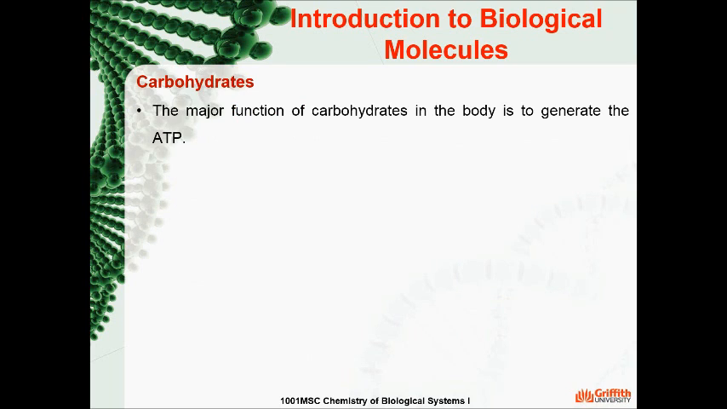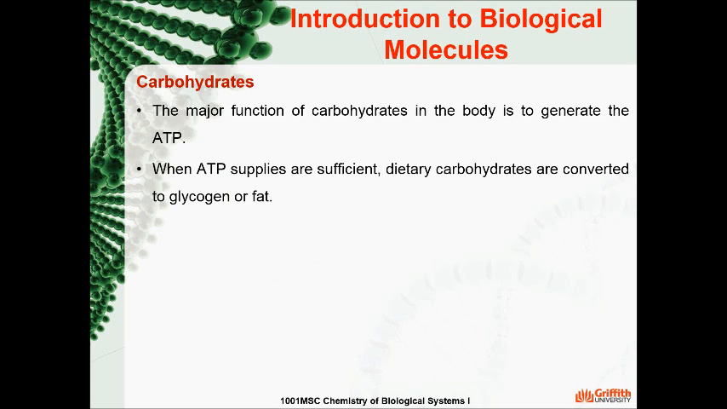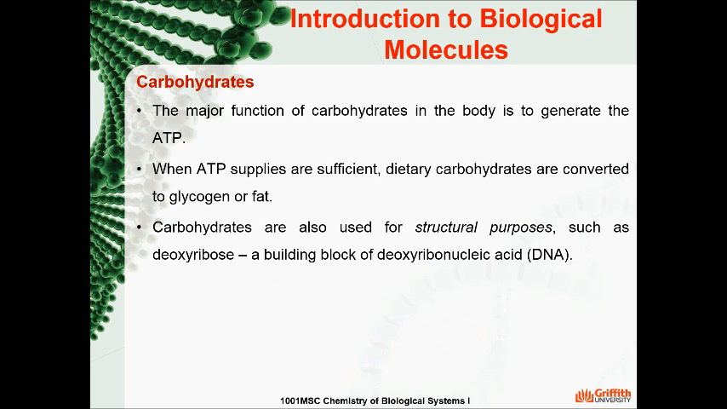The main function of carbohydrates is to provide energy to generate ATP molecules. ATP, as you studied previously, is the main fuel source for processes in our body. When ATP supplies are sufficient, dietary carbohydrates are converted to glycogen or fat. Carbohydrates are also important for structural purposes. For example, DNA contains deoxyribose, which is a sugar. RNA also contains ribose, which is also a sugar.